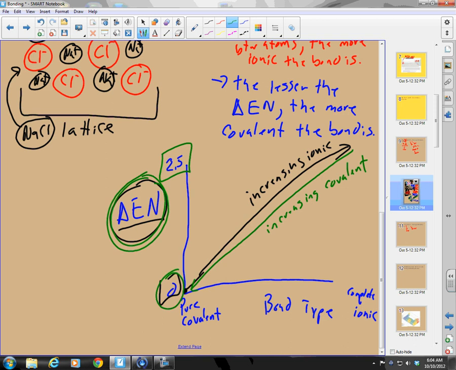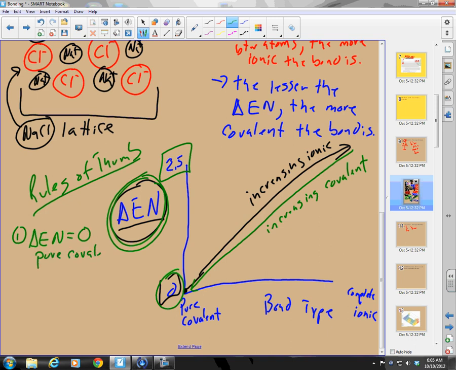Now there's some rules of thumb. Number 1, when my delta En is equal to 0, we call that pure covalent. And what is pure covalent? Pure covalent is equal sharing of electrons. Okay? Good.